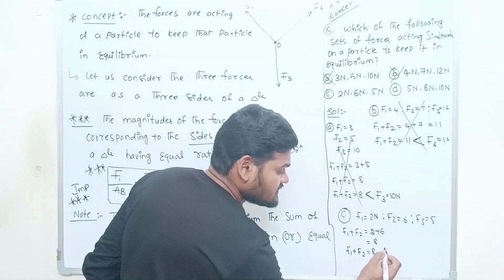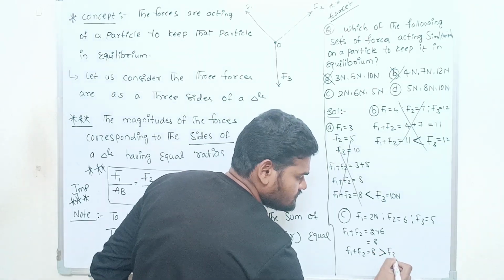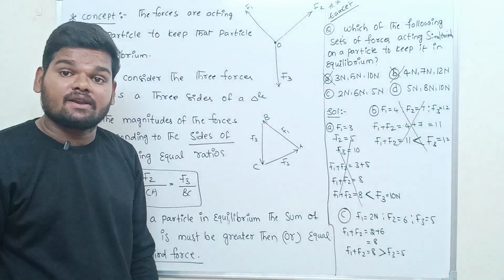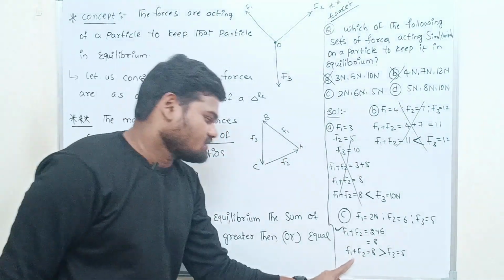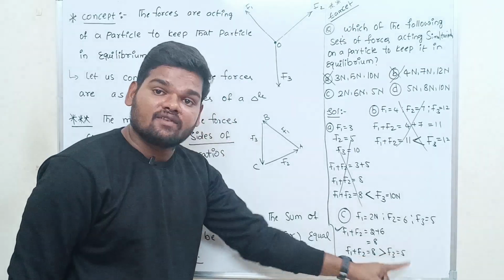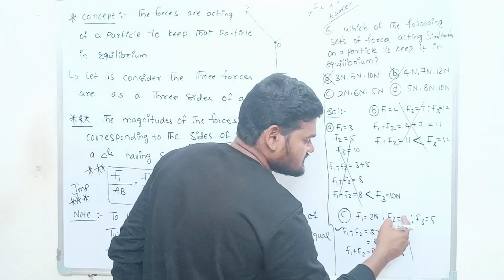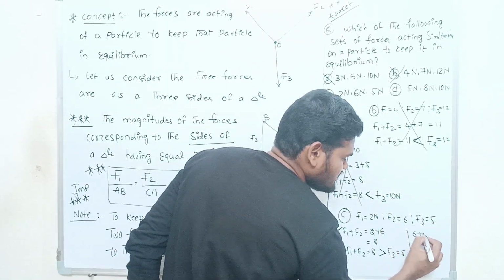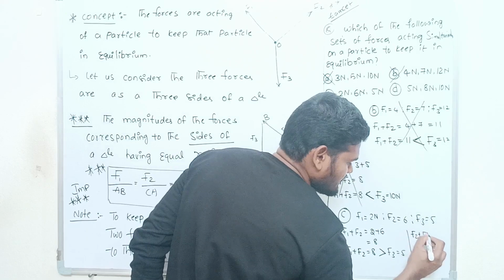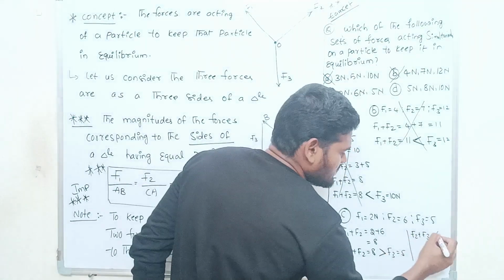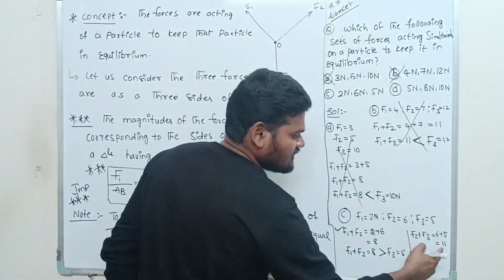So the sum of the two forces is greater than the third force, that is 5. Are you getting? Now this condition exists. The sum of the two forces is greater than the third one. Now we have to check further. We have to add up 6 plus 5. I'm just taking F2 plus F3, which is equal to 6 plus 5. What is 6 plus 5? 11.